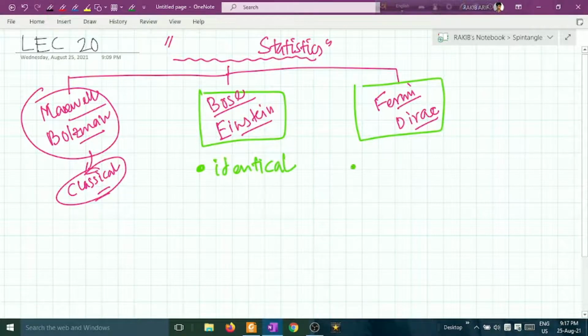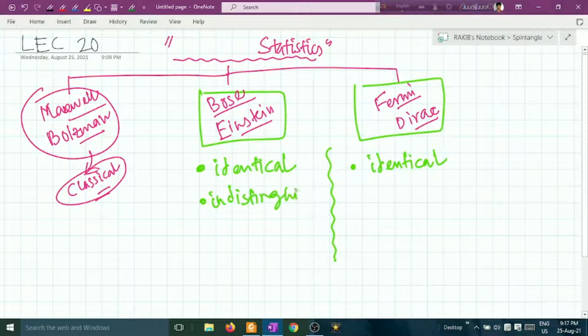Identical particles means same looking particles, and in the case of Fermi-Dirac statistics, all the particles are also identical particles and indistinguishable particles. In the very introductory lecture of statistical mechanics, I have given a rough idea about the statistics. So go through the lectures if you have not gone yet. Therefore I advise you to go through this lecture.